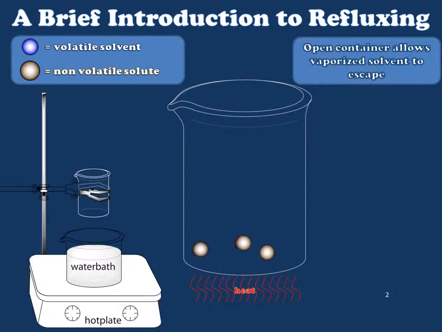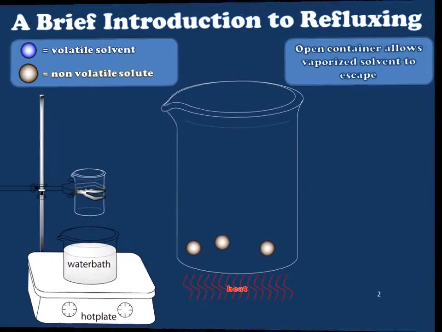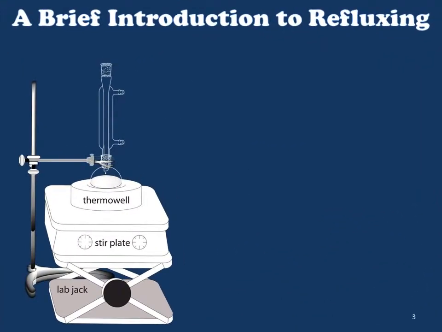This is extremely undesirable in many ways. We can heat our non-volatile solute and damage it, and of course, when it's out of solution, it's no longer able to react in the way that we hope that it will. So we need to come up with a technique which will allow us to prevent this loss of solvent as it vaporizes. One solution to this particular problem is to use a reflux condenser.